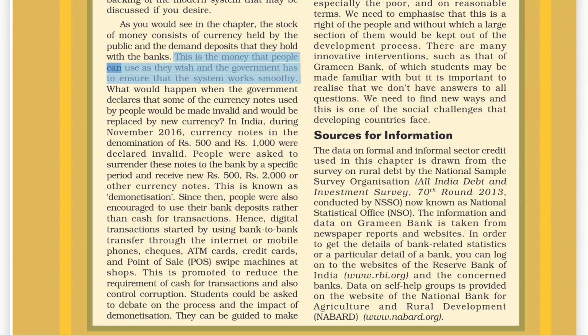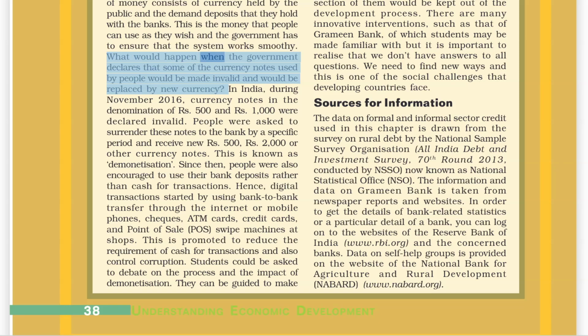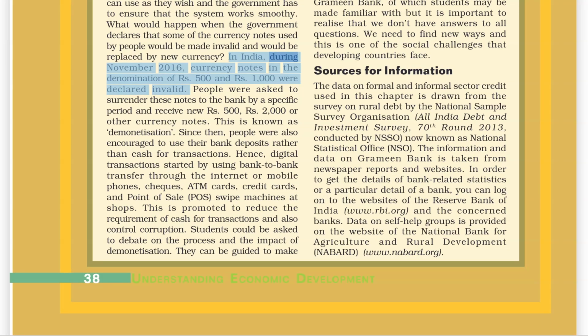This is the money that people can use as they wish, and the government has to ensure that the system works smoothly. What would happen when the government declares that some of the currency notes used by people would be made invalid and would be replaced by new currency? In India, during November 2016, currency notes in the denomination of 500 rupees and 1000 rupees were declared invalid.